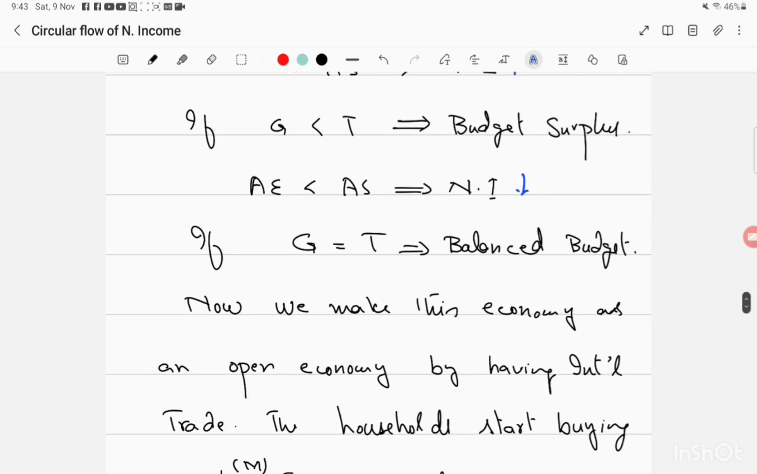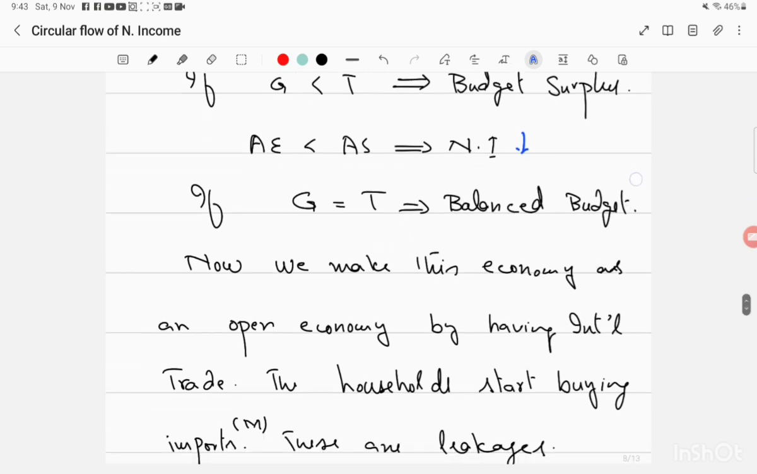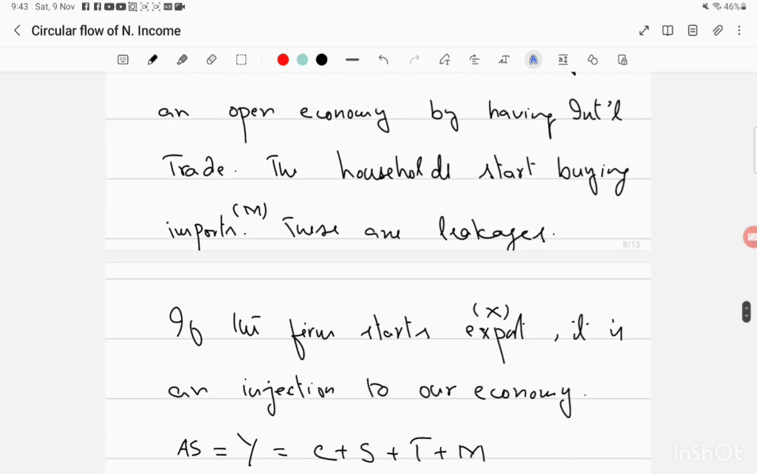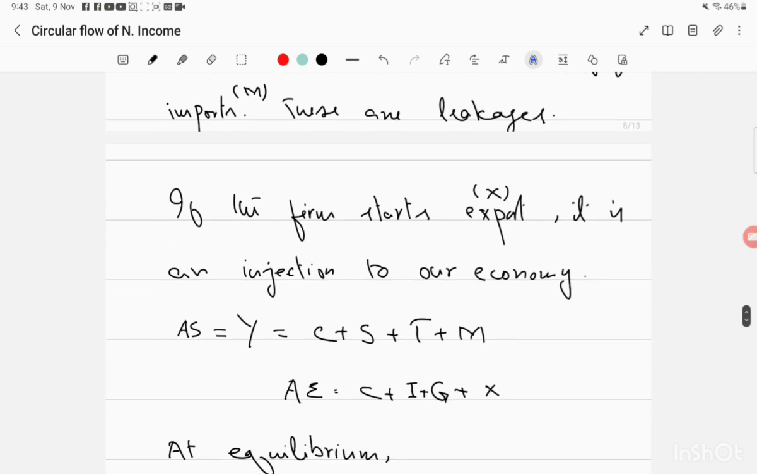So what is a balanced budget? When government spending is equal to the taxes. Now the economy is again in equilibrium, because all withdrawals are balanced by the injections. Now we make this economy an open economy by having international trade. So households started buying imports. These are the leakages. People are earning too much, so they will spend their income on buying imported goods. If firms start exports, it is an injection to our economy.